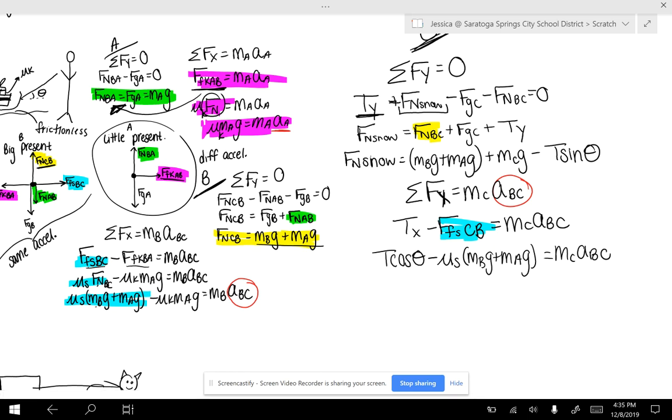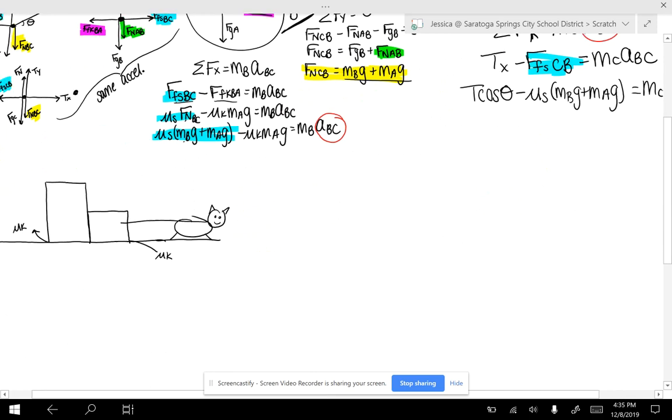Okay. You'll notice that my F_N snow is not in the x direction equation. That's because the only time I would need this F_N snow is if there was a force of friction with the snow, which in this case there is not. So I do not need F_N snow. All of my frictions are based off of other normal forces I had previously found. Okay, so now let's go on to a different problem.